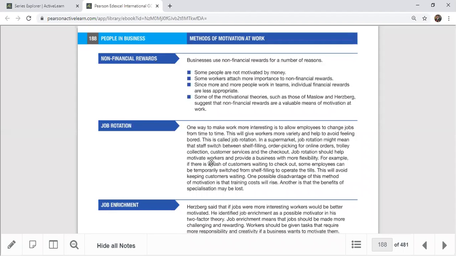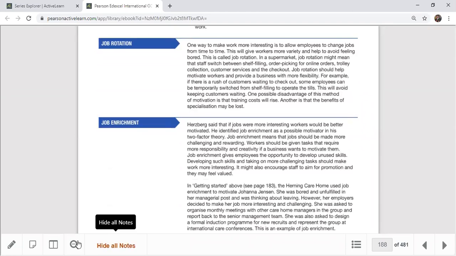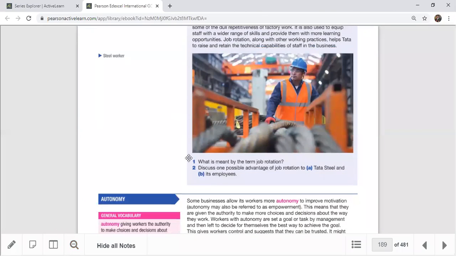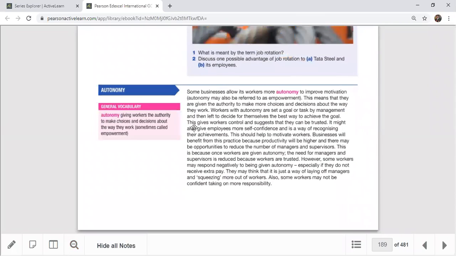Right. So these are the things we are going to discuss in my next session: job rotation, job enrichment, a case study on Tata Steel Company, and also autonomy. Autonomy is also a really important thing. In this time's mock exams and past papers, you can see in the Excel 2020 paper the word autonomy, they're asking what is autonomy.